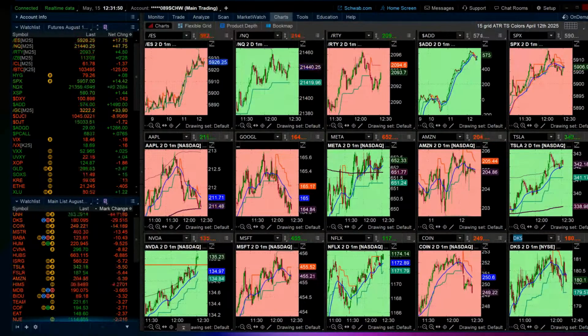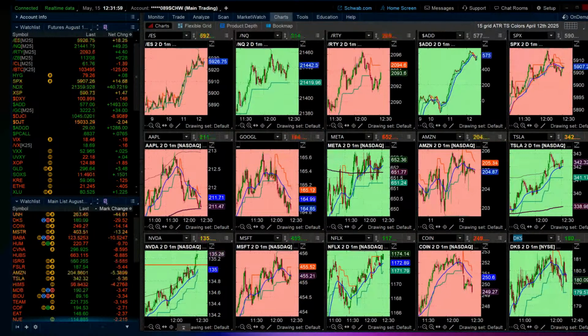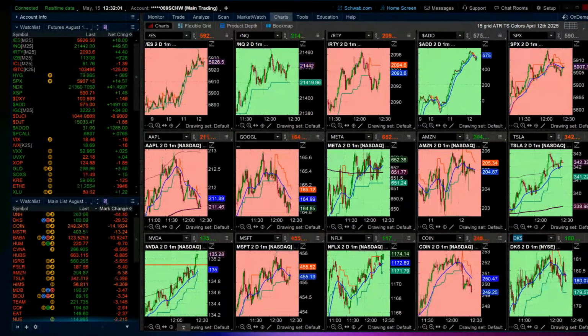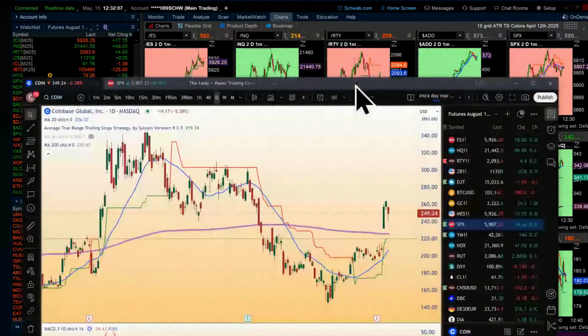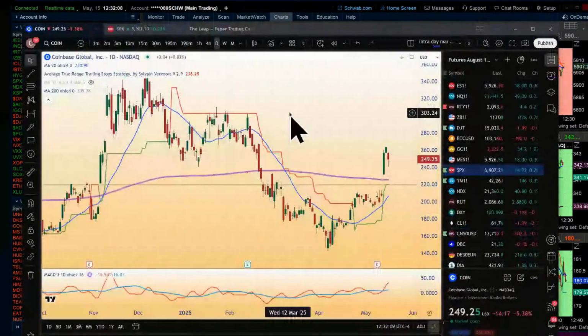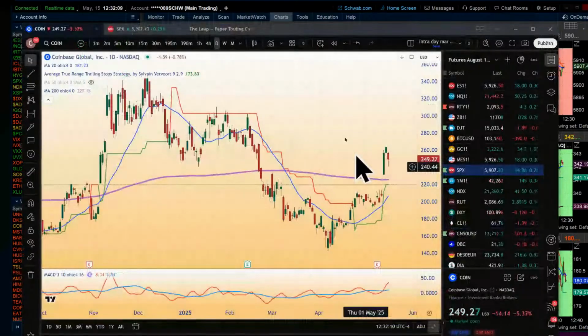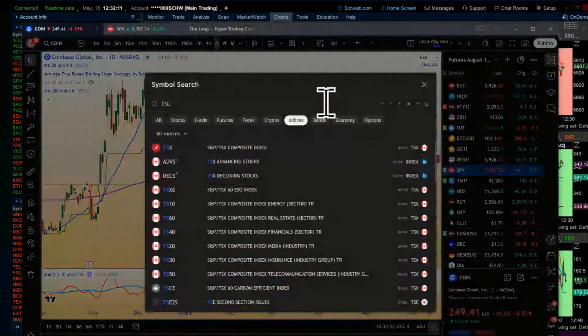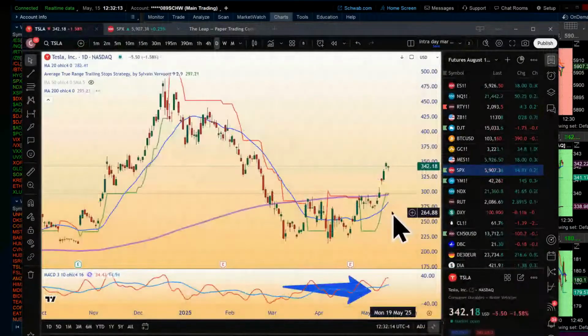Now, I want to go over a number of things we do and a number of scans that I thought you'd find helpful. Number one, I don't like buying overbought markets where it's too far from the 20 moving average. For instance, Coinbase, too far from the 20. Tesla, too far from the 20. Now, don't get me wrong.